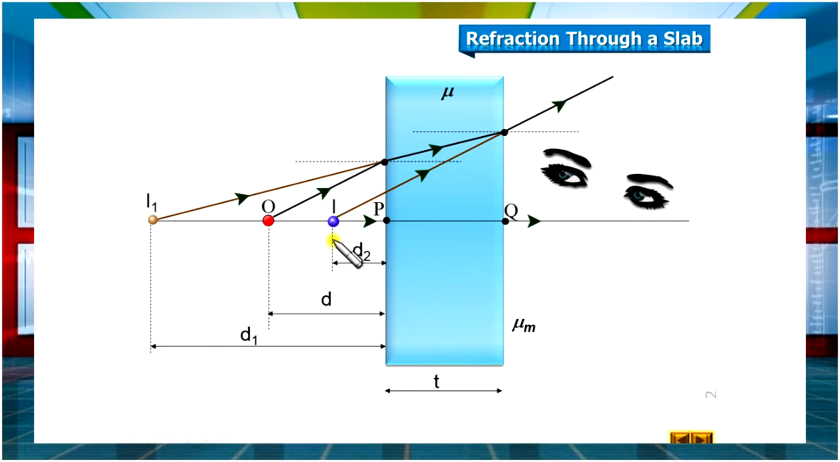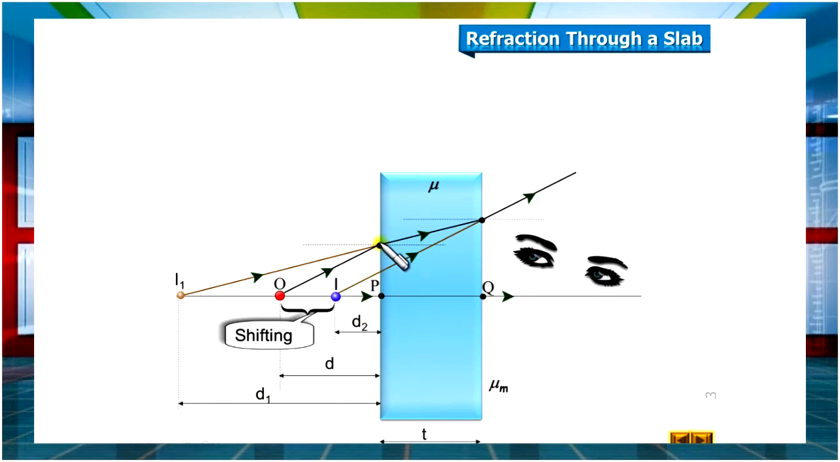Let us assign the distance of this final image from this surface. Let this distance be d2, right? And this is the shifting or shift. Let us calculate this shifting value, because this shifting value is very important for analyzing the numerical problems of the slab. So let us place this diagram on the next page again.